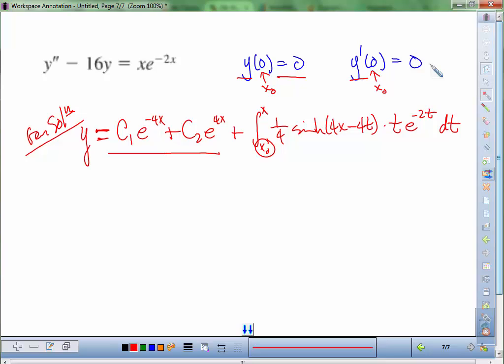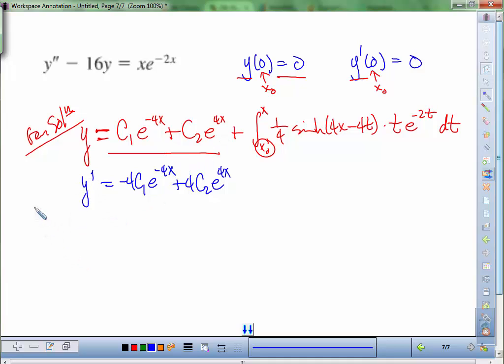I hope that's not 0. All right, so let's solve for it. So we need our y, and we need our y prime. So y prime is equal to negative 4c1 e to the negative 4x plus 4c2 e to the positive 4x. So we'll use our initial conditions where we put 0 in for x, and both of them are going to end up being equal to 0.